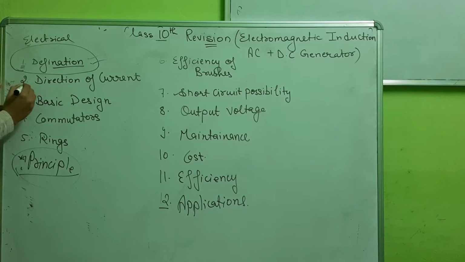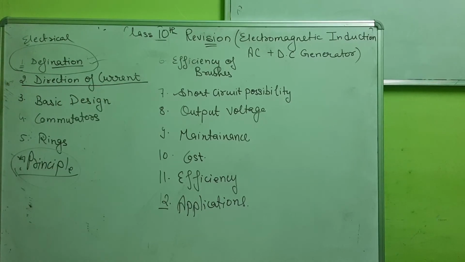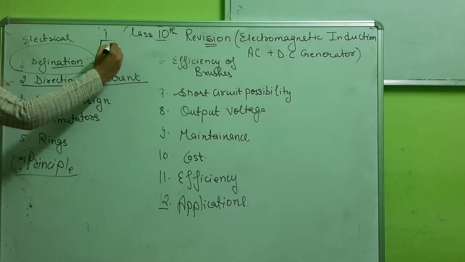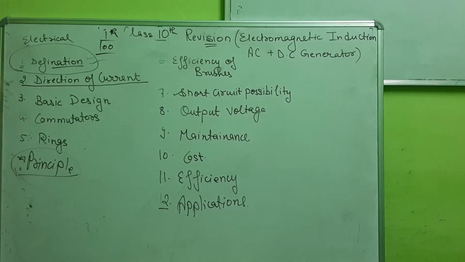Now, what is the direction of current? The second point, as we have mentioned two to three times just before this, is that the direction of current in AC is different and the direction of current in DC is the same. In AC it changes after every 1/100th of a second. In AC it changes by this frequency.